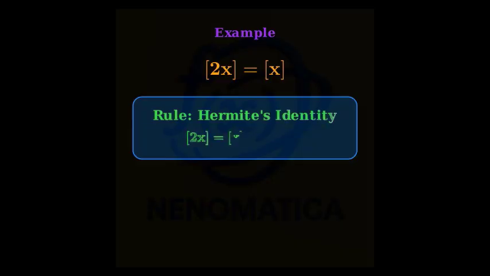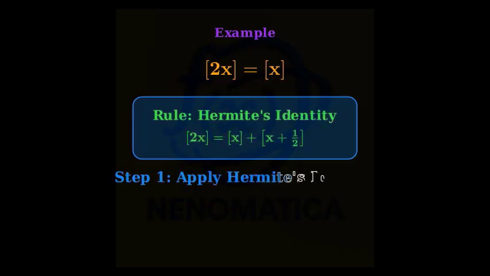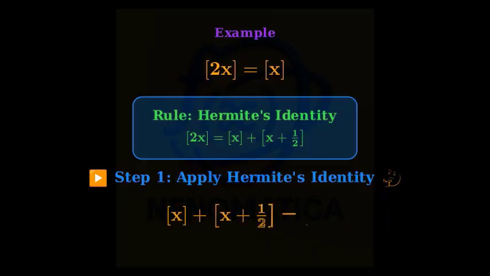Rule. Hermite's identity for the floor function says floor of 2x equals floor of x plus floor of x plus 1/2. Step 1. Apply Hermite's identity. Replace floor of 2x with floor of x plus floor of x plus 1/2, keeping the right side as floor of x.